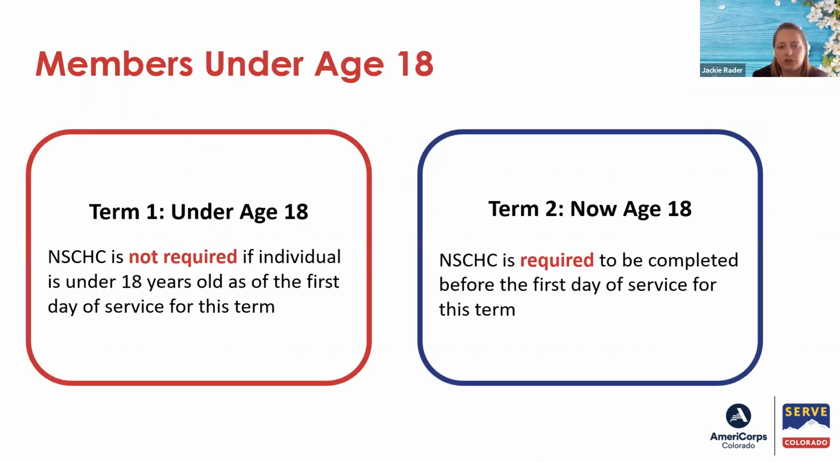So members under age 18, if a member starts their first term and they are under 18, so probably 17 at the time, they are not required to have a criminal history check conducted. However, if they serve a second term, they are required to have a criminal history check conducted. So if they're serving consecutive terms with your organization and they have turned 18 at some point during their first term, they now have to have that check conducted for them. The 180 days does not apply.